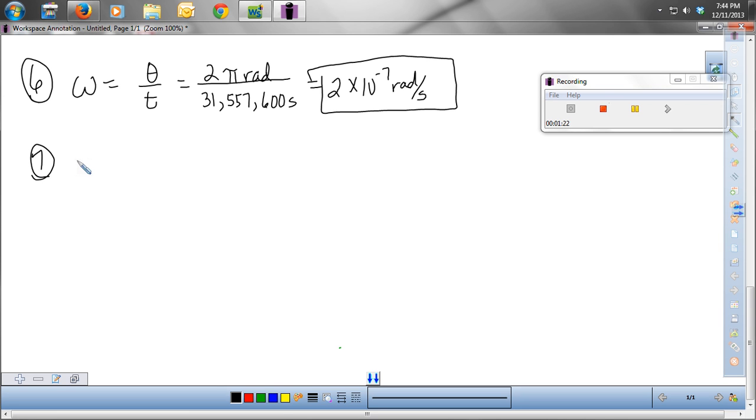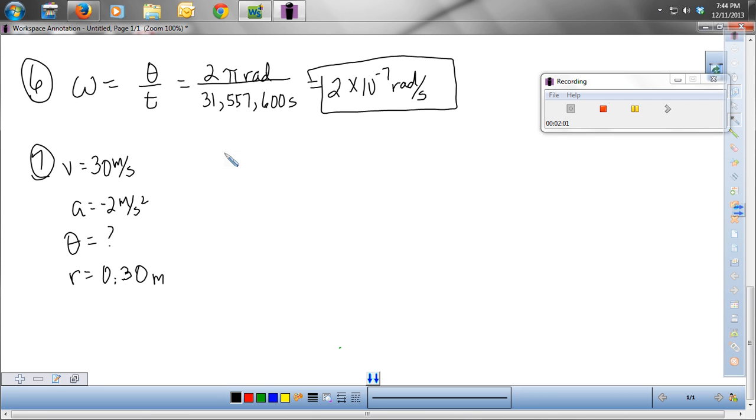Number 7 says, let's see what we can do here. A car traveling at 30 meters per second, so v is 30 meters per second, undergoes a constant negative acceleration of 2 meters per second squared. And when the brakes are applied, how many revolutions? So we're looking for theta. And we know the radius of each tire is 30 centimeters or 0.30 meters. Okay, so I am looking for my theta.